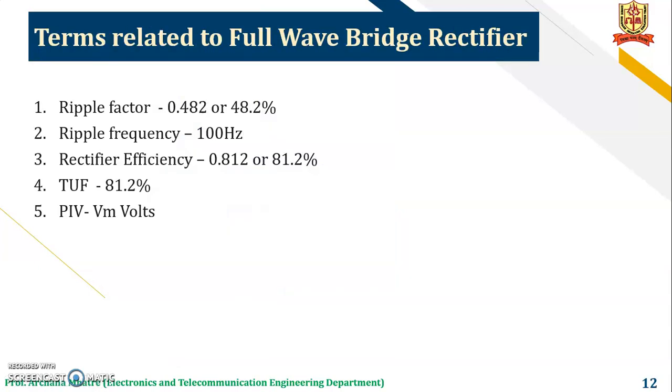Terms related to the full wave bridge rectifier. The ripple factor of this type of rectifier is 0.482 or 48.2%. Ripple frequency is 100 Hz. Rectifier efficiency is 0.812 or 81.2%. Transformer utilization factor is 81.2% and peak inverse voltage is Vm volts.